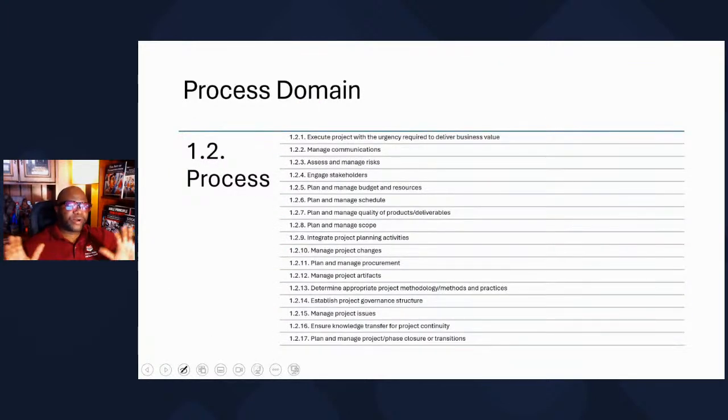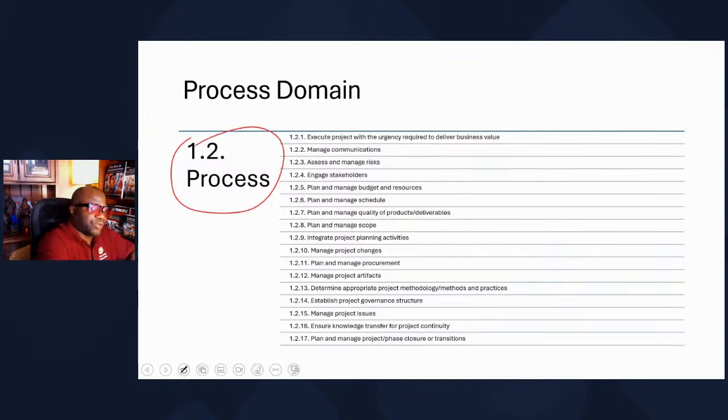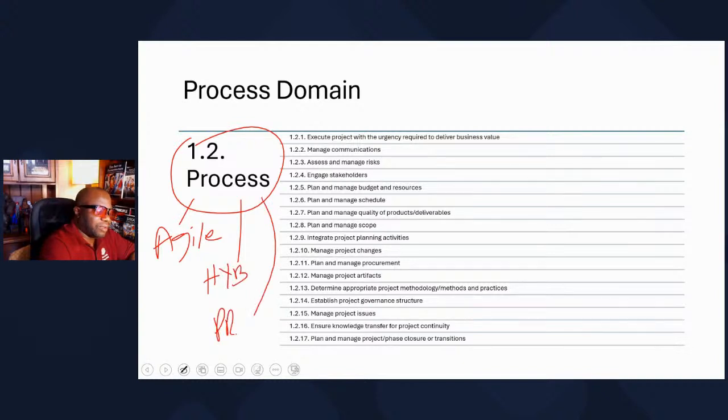Next one is the process domain. Listen carefully because it is going to go quick and I'm going to be dropping a ton of gold for you to go mine and re-listen. Okay. So when we talk about process, the tricky thing here, you've got to remember this is talking about the world of agile, the world of hybrid, and the world of predictive, right? This is where you need to really put on those three different hats, and you could change the hats.